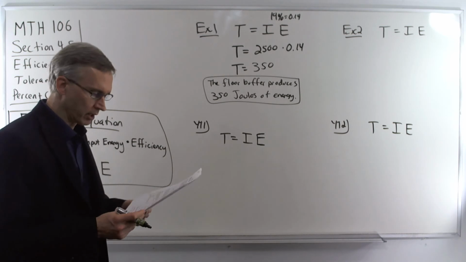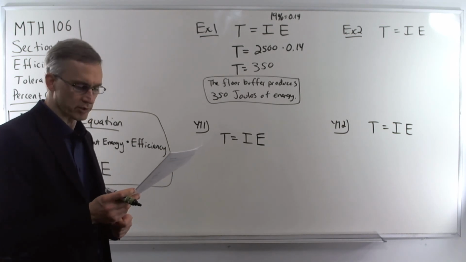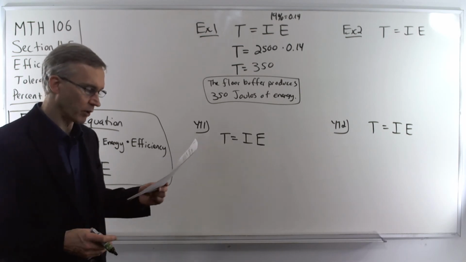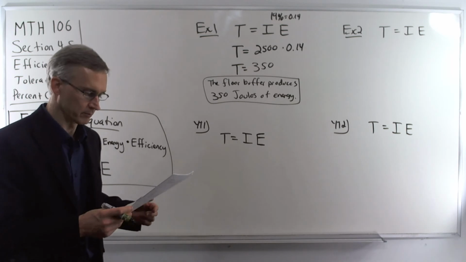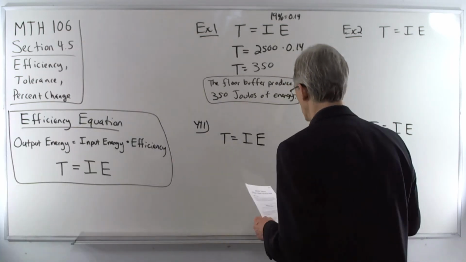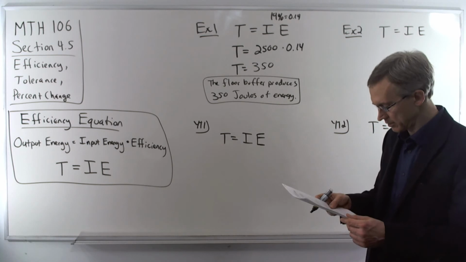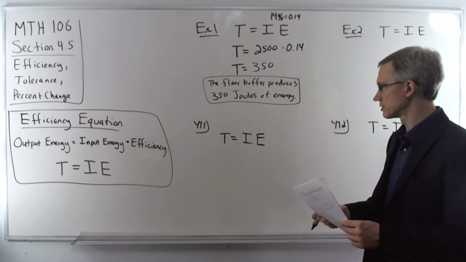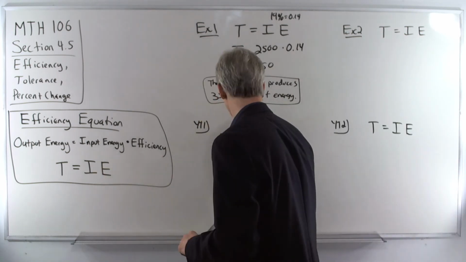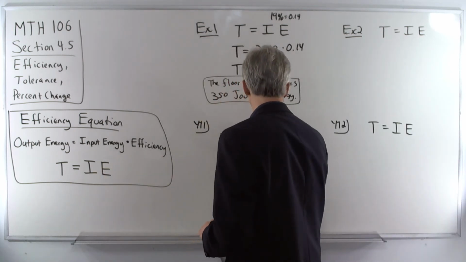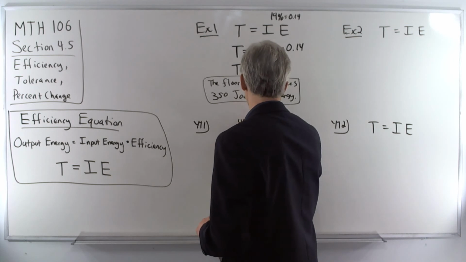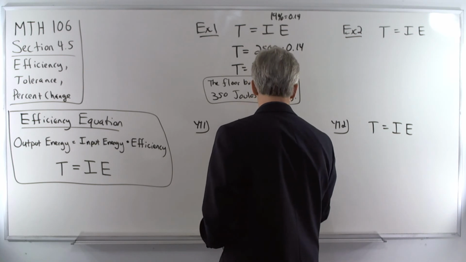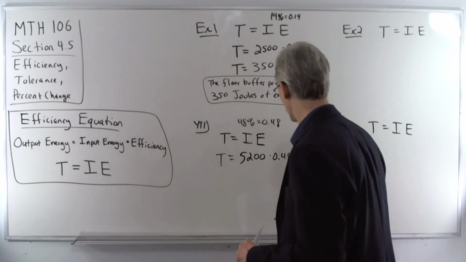Your turn, number 1. An arc welder uses 5,200 joules of energy while converting energy at 48% efficiency. Find the welding energy produced by the arc welder. All right, same equation, the tie equation. The arc welder is using 5,200 joules of energy, so that is the input energy. So we got 5,200 here. And then 48% equals 0.48, so we'll multiply by 0.48, and that's going to give us the output energy.